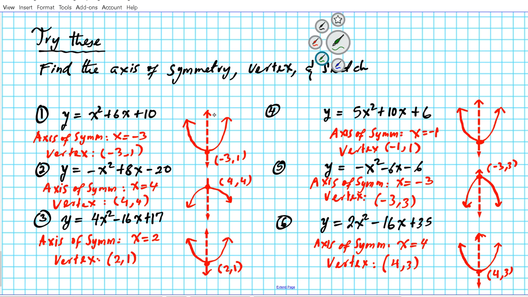Let's not forget to specify the axis of symmetry. For number 1, the axis of symmetry is x equals -3. For number 2, it's x equals 4. For number 3, the axis of symmetry is x equals 2. For number 4, it's x equals... no, not -3, it's -1. Let's graph the vertex for number 4 because I didn't do it: (-1, 1). And then for number 5, the axis of symmetry is x equals -3. And then for number 6, x equals 4. Alrighty, so there goes the answers.